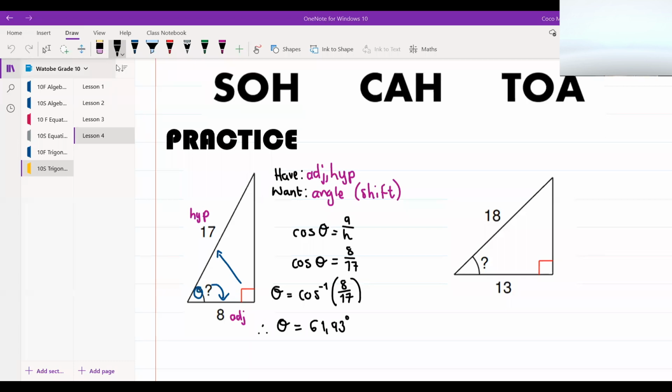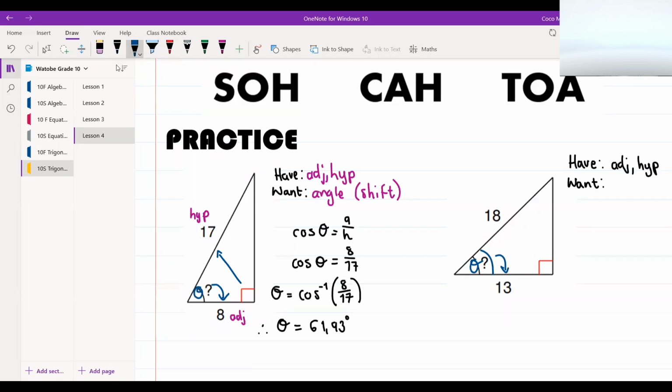All right, let's do this one together. Tell me, what do I have and what do I want? What do I have in relation to my angle? By the way, this is my angle. We have adjacent and hypotenuse. Good. I have my hypotenuse and adjacent. What do I want? We want the angle, or theta.